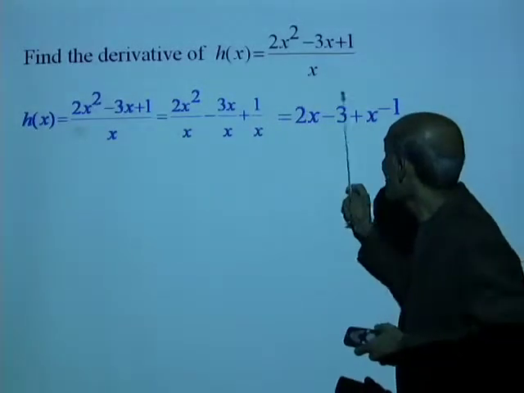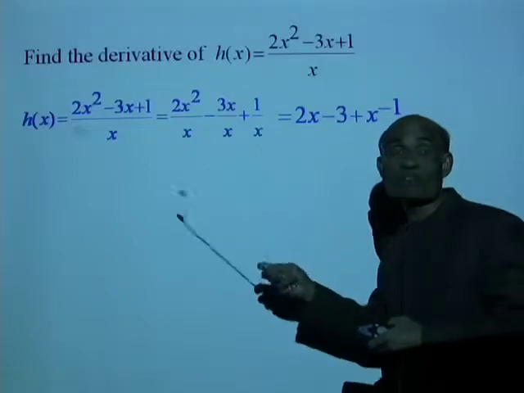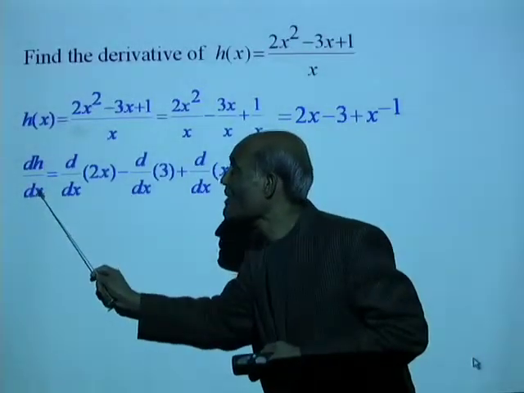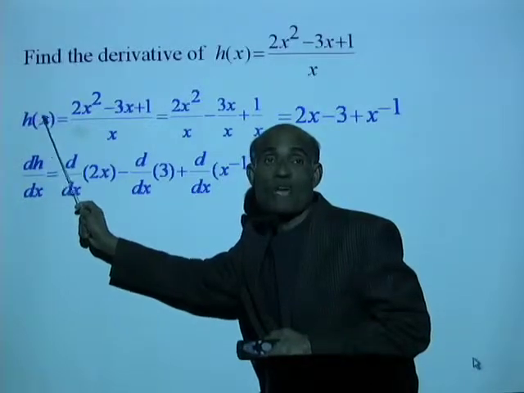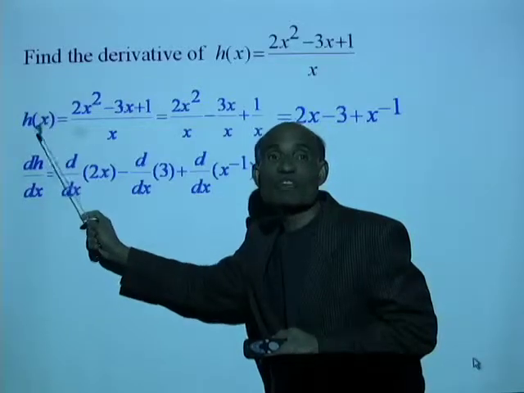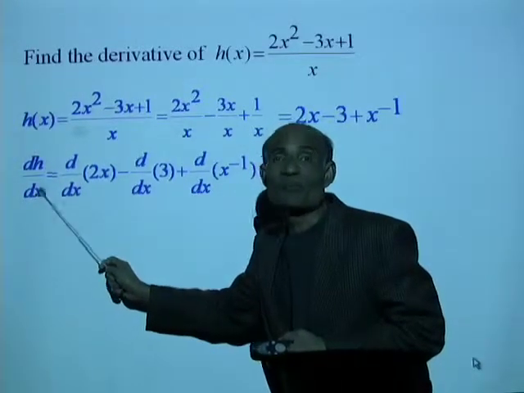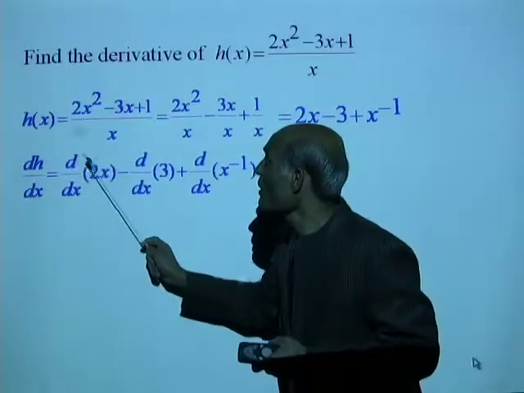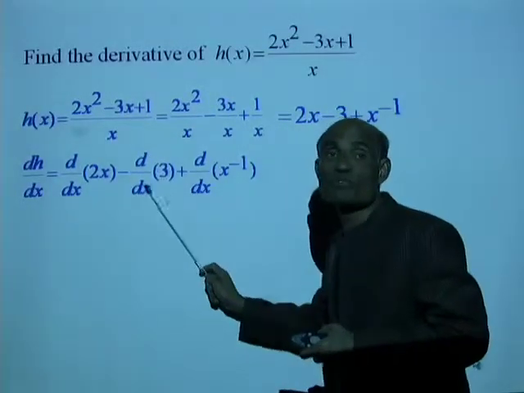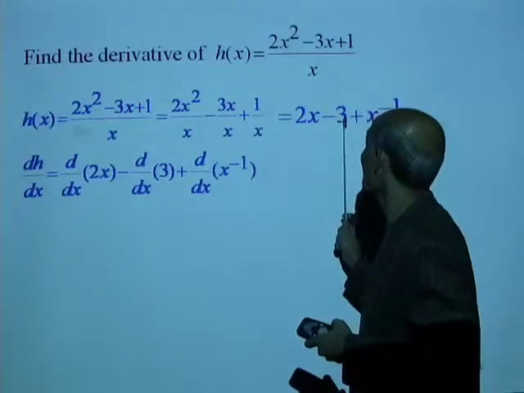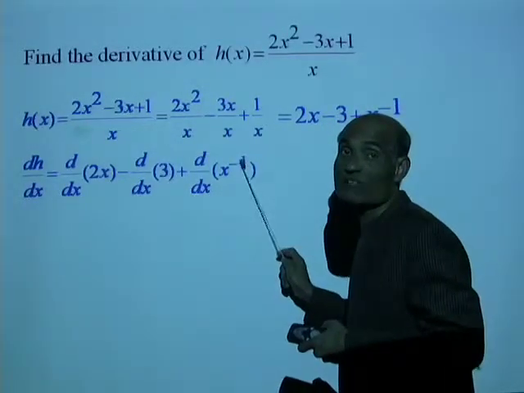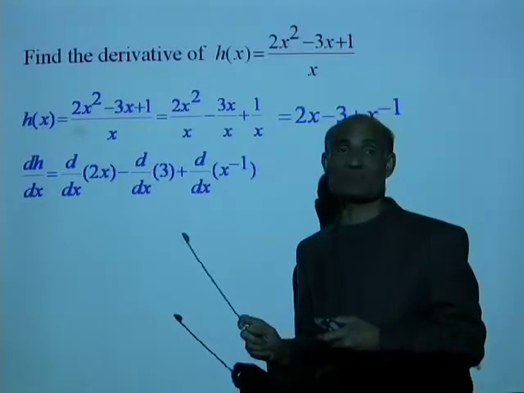And now we can find the derivative of each of these by using the power rule. So dh by dx. Now look at this. Our function is called h of x, so the derivative of that with respect to x will be dh over dx. It is the derivative of 2x with respect to x, minus the derivative of 3 with respect to x, plus the derivative of x to the power of negative 1 with respect to x.